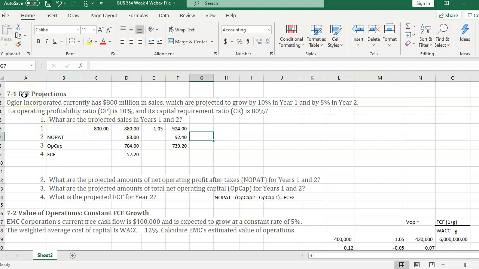But chapter 7 dealt with free cash flow. And what we're doing here is simply projecting the cash flow.